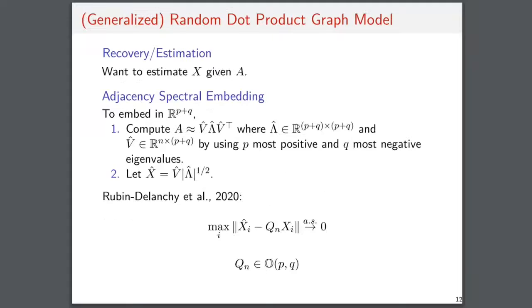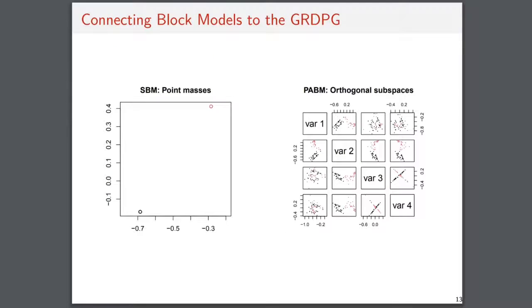Under this model, an inference task might be to estimate the latent positions after observing one draw of the model. The adjacency spectral embedding does this by taking the spectral decomposition of A, and it has already been shown that the ASE asymptotically approaches the true latent positions up to an indefinite orthogonal transformation. Now, it's easy to show that all Bernoulli graphs, including all block models, can be represented as generalized random dot product graphs, simply by taking the spectral decomposition of P.